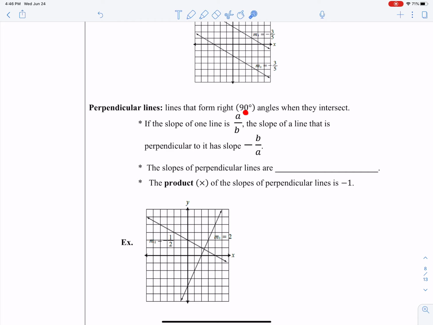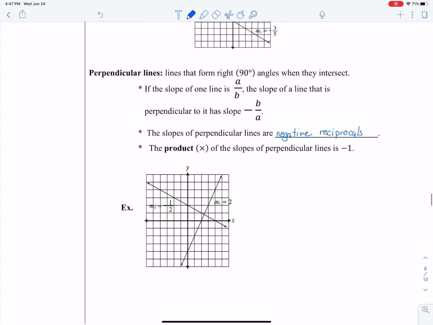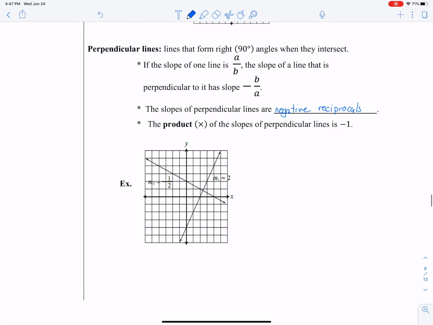If the slope of one is a over b, then the other one is going to be flipped with the sign changed. So negative b over a. This is called negative reciprocals. Reciprocal means a fraction that's flipped, and negative means that you've changed the sign. Negative reciprocals. Okay. If you were to multiply them together, then the product would be negative 1.